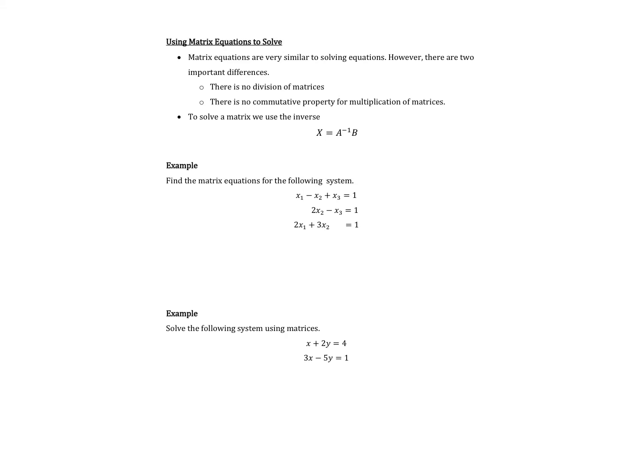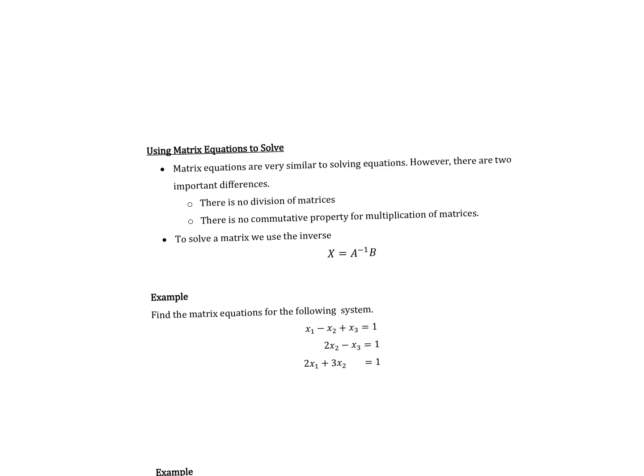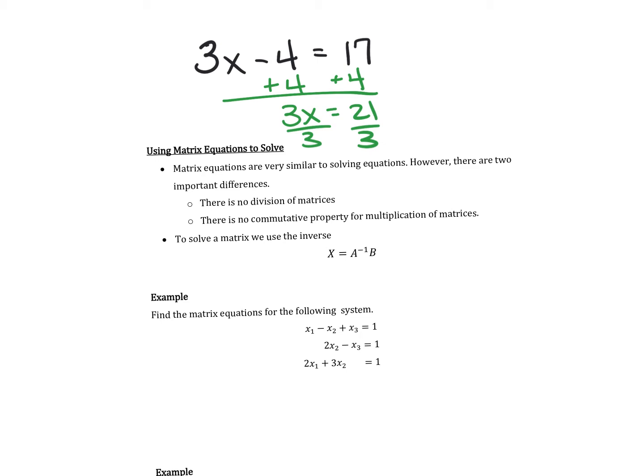So in this video, we're going to talk about solving a matrix using the inverse function. Just like we solve an equation, let's take an equation and try to solve it. If we want to solve 3x minus 4 is equal to 17, what would be my process? Well, my process would be to add 4 to both sides. And then I get 3x is equal to 21, and divide everything by 3. And so when I do that, I get x is equal to 7.